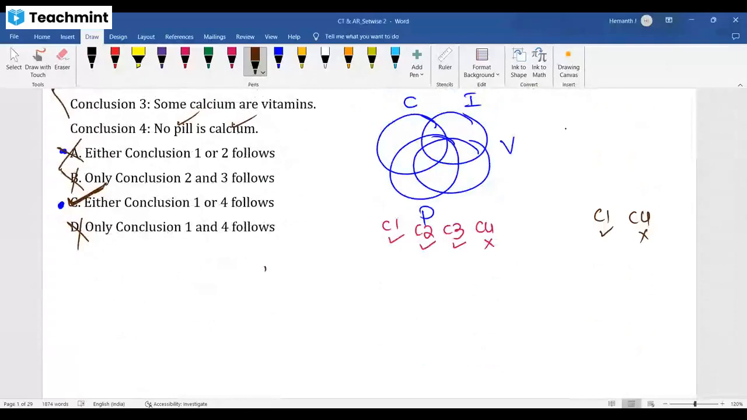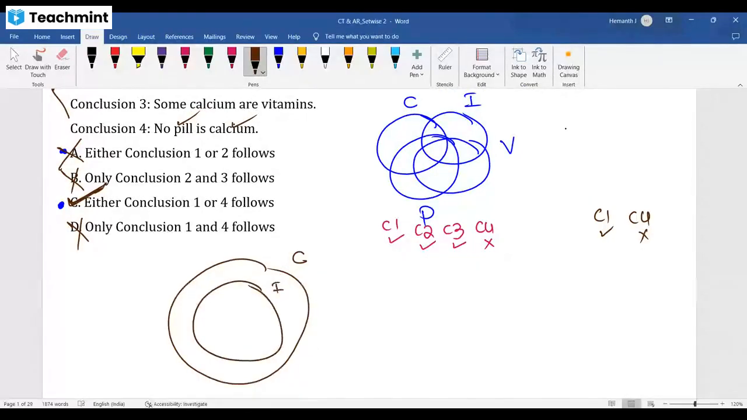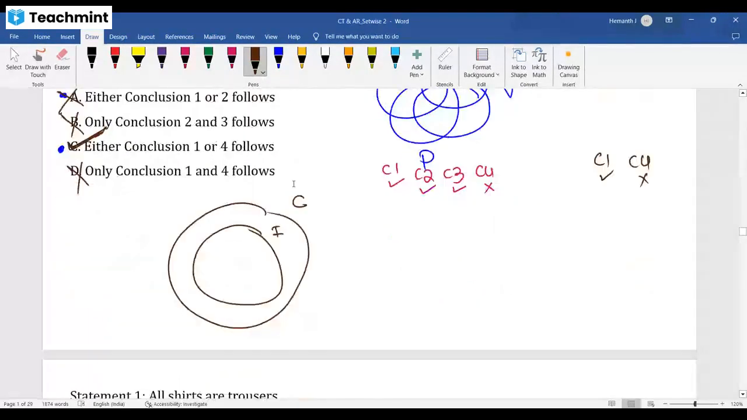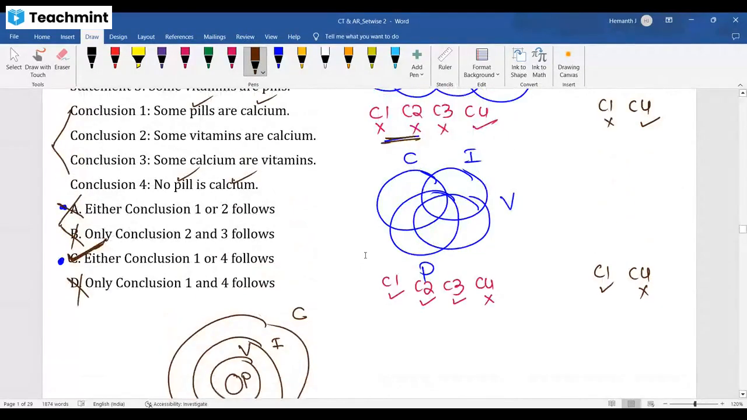So for the previous one, some calciums are iron. Some iron are vitamins. Some vitamins are pills. This is also correct. What's going wrong? This is also correct here. When all pills are calcium, some pills are calcium is correct. First one correct. Some vitamins are calcium. Yes, when all vitamins are calcium, some vitamins are calcium, some calcium are vitamins.